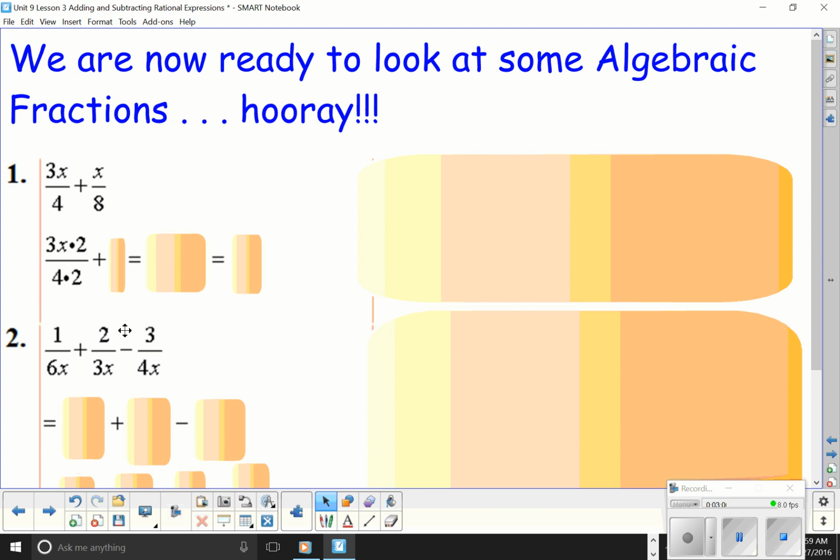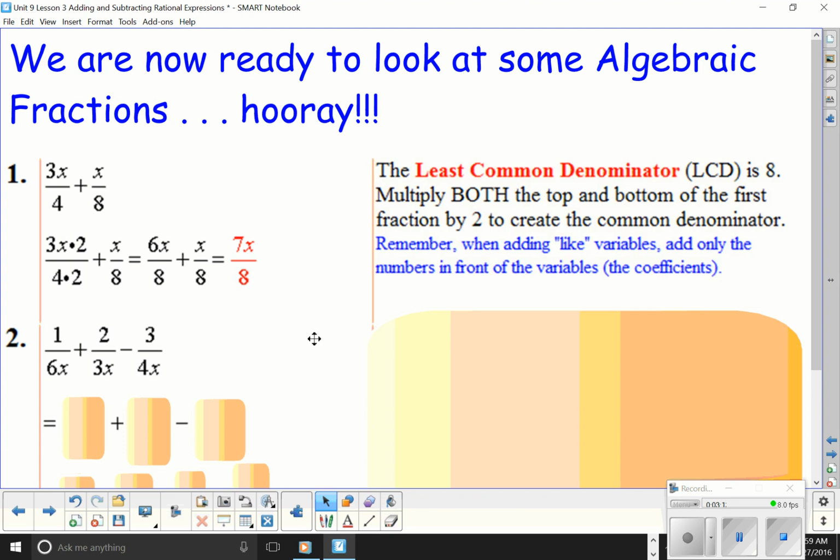So I can multiply by 2 over 2. The x over the 8 I don't have to change. It turns into 6x over 8 plus x over 8, which is just 7x over 8. Now, in this case, there are no restrictions on the variable because the variable only appears in the numerator. So there's no chance of any value causing this particular rational expression to become undefined.